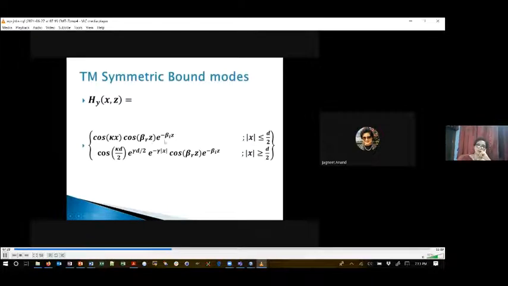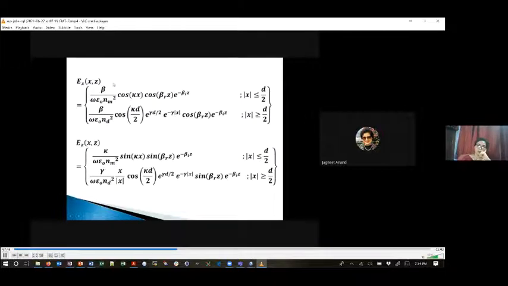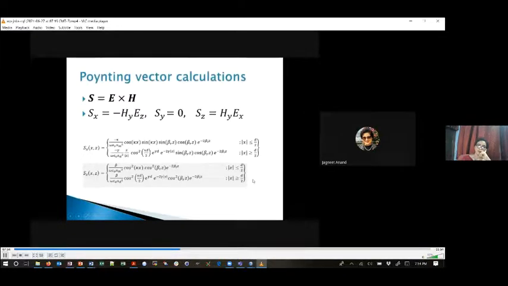This is the expression for the region inside the metal, and the lower equation is the expression for Hy as a function of x and z in the cladding region, which is the dielectric region. Now, these are the corresponding equations for Ex and Ez in the metal region and in the dielectric regions.